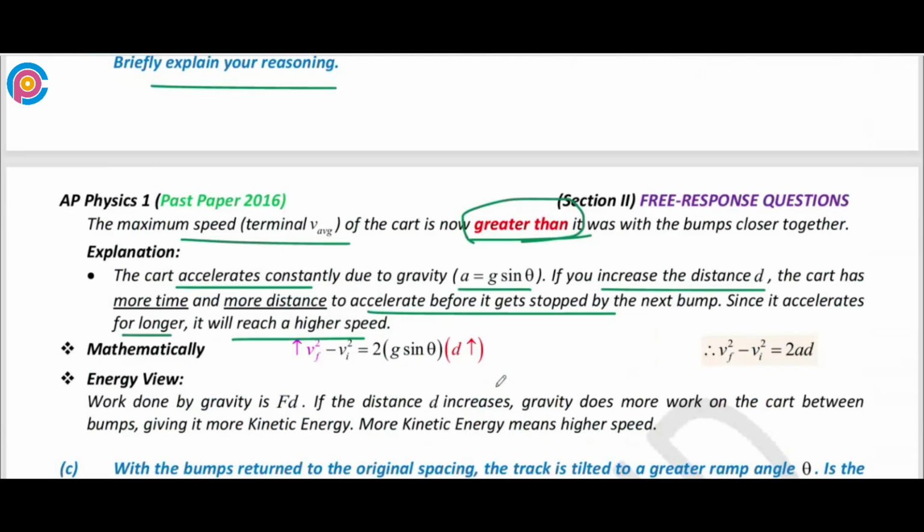According to this equation, when d increases on the right-hand side, with initial velocity constant, the final velocity has to increase. From the energy point of view, the work done by gravity is F times d. When d is increased, gravity does more work between the bumps, giving more kinetic energy. More kinetic energy means higher speed. So from the acceleration point of view, mathematically, and from the energy point of view, the maximum speed in this case would be greater.